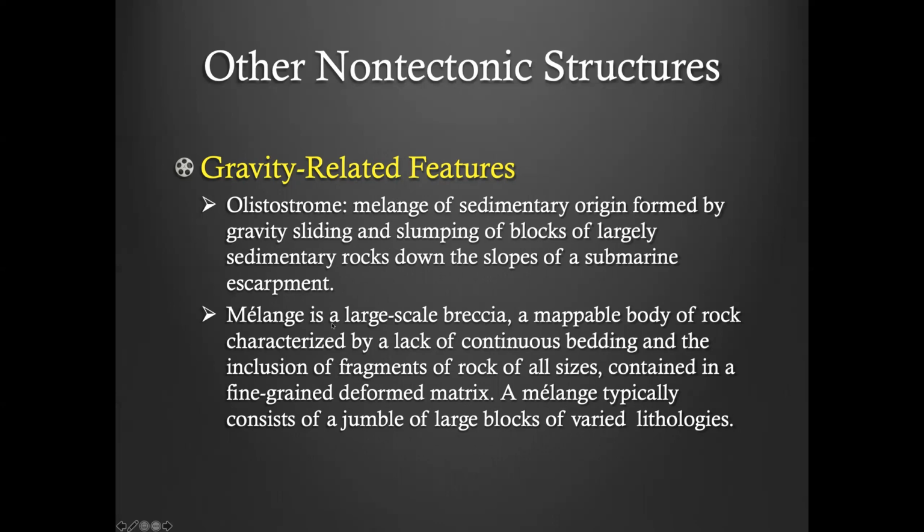What is a melange? A melange is a large-scale breccia, a mappable body of rock characterized by a lack of continuous bedding and the inclusion of fragments of rocks of all sizes contained in a fine-grained deformed matrix. A melange typically consists of a jumble of large blocks of varied lithologies. So again, these are things we can see associated with structural geology, and things you may run into if you're mapping, depending on the depositional environment and the conditions in which the rocks have been placed.